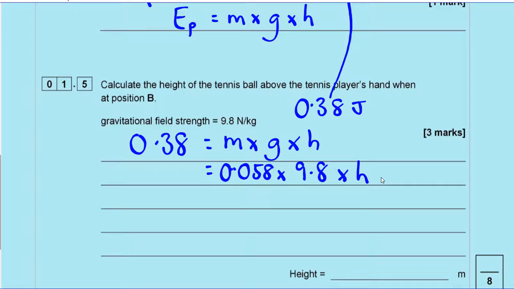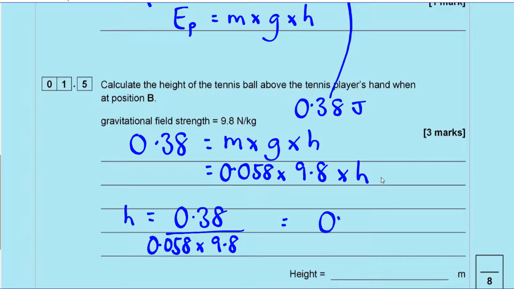Okay, so knowing that, we can do a little bit of rearrangement so that H is equal to the energy, we had 0.38, and we need to divide that through by the mass and the gravitational field strength. Okay, and that will give us a value of about 0.67. Okay, so let's pop that into there as our final answer.